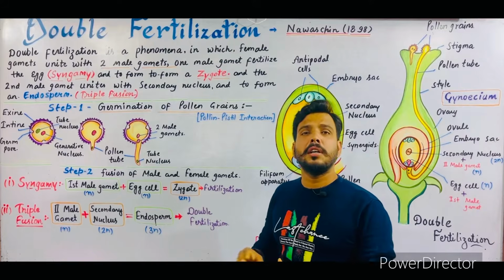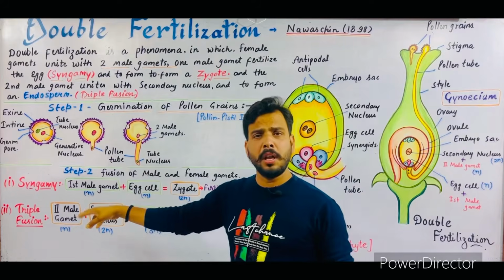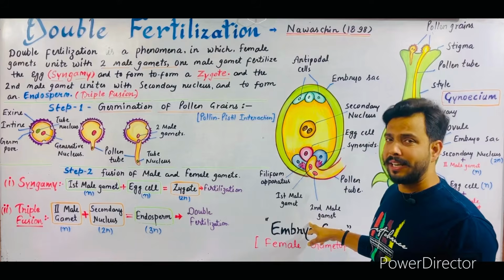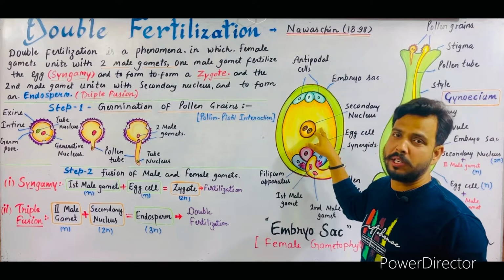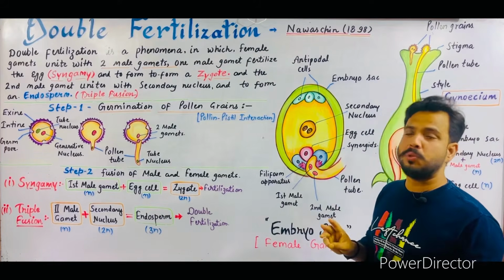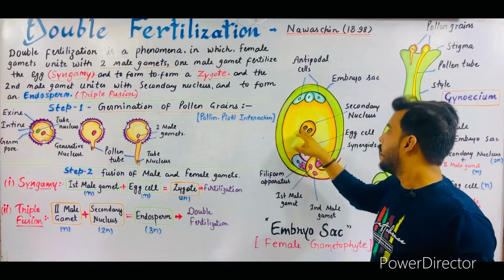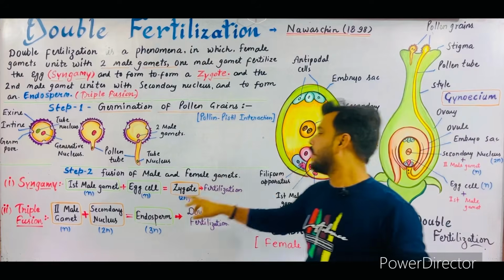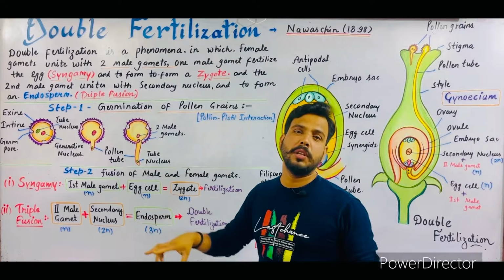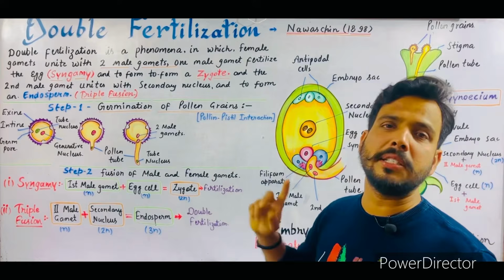Hence the fertilization occurs twice, and it is termed double fertilization. And what is the meaning of triple fusion? When the haploid second male gamete fuses with the diploid secondary nucleus to form a triploid endosperm, this process is known as triple fusion. Triple means two polar nuclei and one second male gamete. Three n's fuse together and the endosperm is formed, which is also triploid in nature. So the formation of a triploid endosperm inside the embryo sac is termed triple fusion.